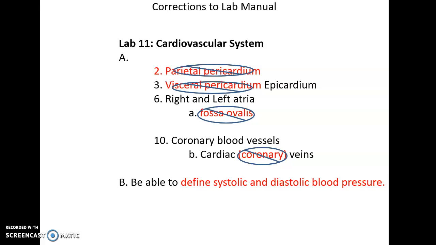We will instead call the outside surface of the heart, or outside layer, the epicardium. You can also cross out under the left and right atria. You can cross out the fossa ovalis. And then for the coronary blood vessels, they are cardiac veins, not coronary veins, cardiac veins. And you also will definitely need to be able to define systolic and diastolic blood pressures.